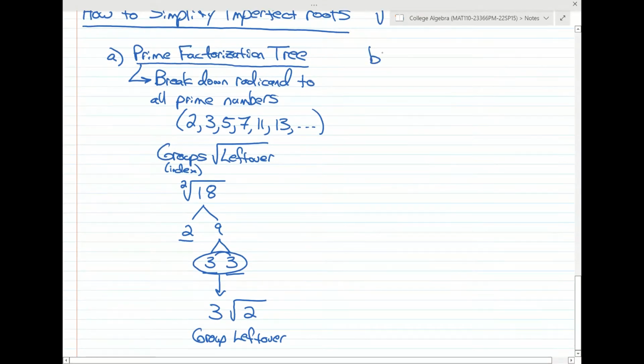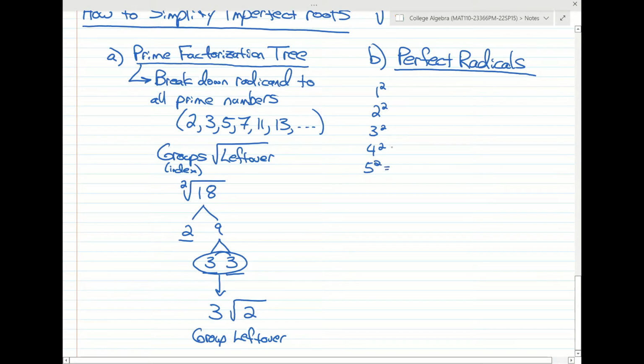The second technique that we could use is by using perfect radicals. What I mean by perfect radicals would be like 1 squared, 2 squared, 3 squared, 4 squared, 5 squared. Or using perfect cubes, like 1 cubed, 2 cubed, 3 cubed, 4 cubed, 5 cubed. We're never really going to go more than 5.